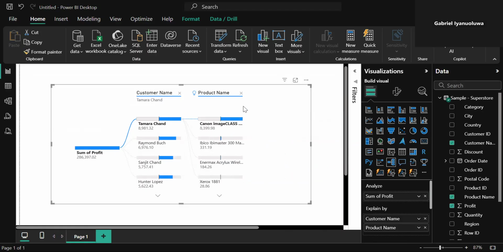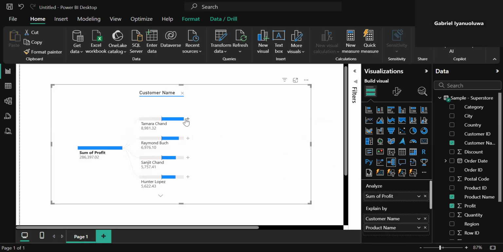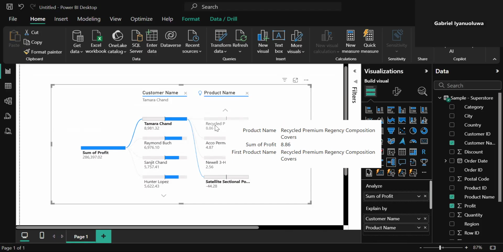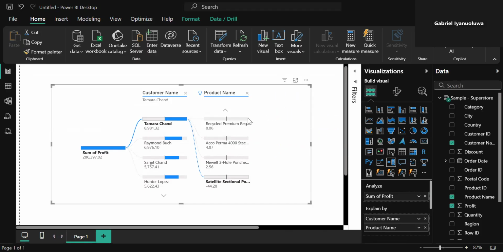So we can try to collapse this, then also generate where he has made low profit. If you click on this side, the low profit of this month, it will show you where he has made low profits. Can you see now, there was no contribution as far as recycle premium Regency composition covers is concerned. It's not making any profit concerning it. So guys, there's no function for it.